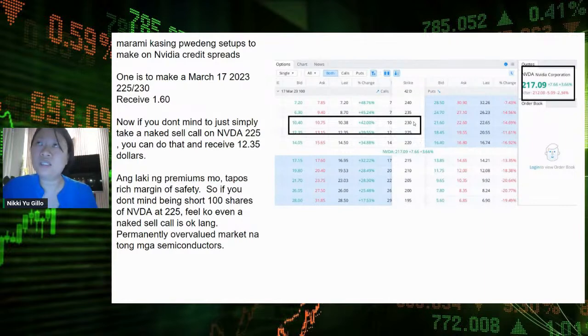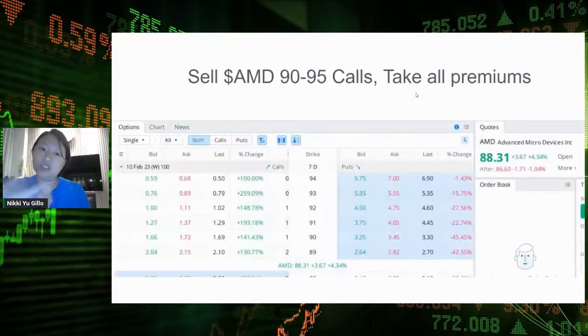What I like about here is it's about the time that you're waiting. This is a 42-day expiry. And you're receiving $160. So, ganon, 150, 350. Okay na sa akin sa mga ganon. So, 160 to 200, you receive your credit. And then you basically are shorting near the top for Nvidia, which is nice.